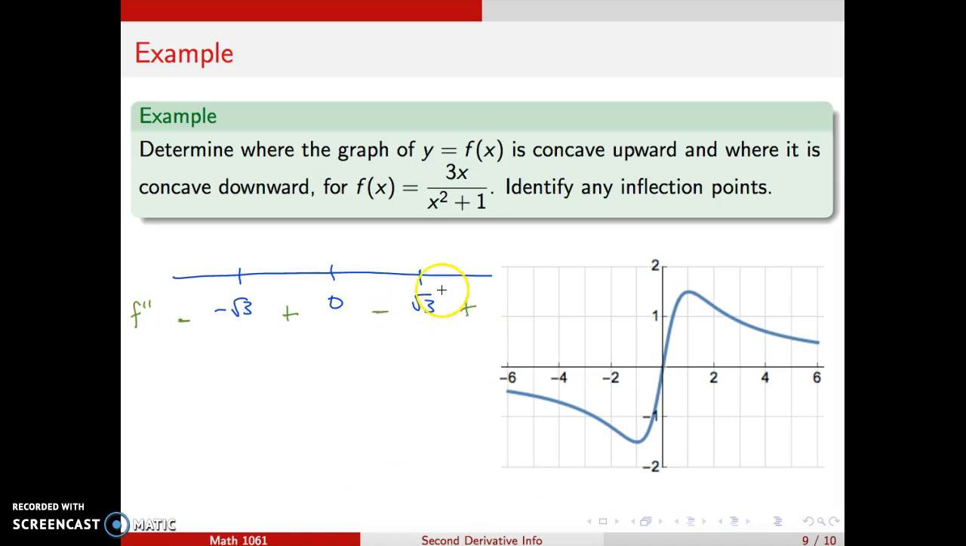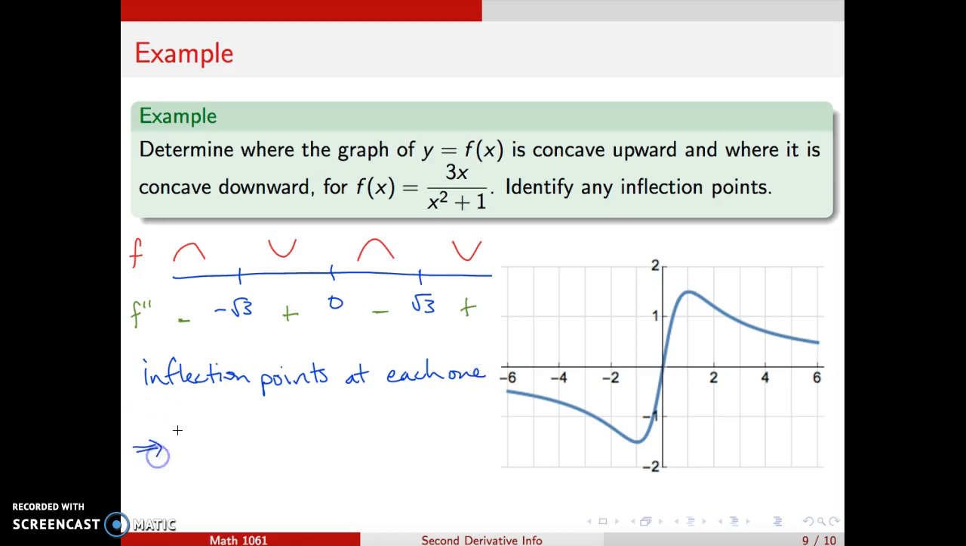And you can use specific values, that's no problem. Once you're comfortable, you can do it a little bit faster. That's the way I'm doing it. So negative second derivative means concave down, positive means concave up, negative means concave down, positive means concave up. So the concavity changes at each one of these, so we have inflection points at each one.